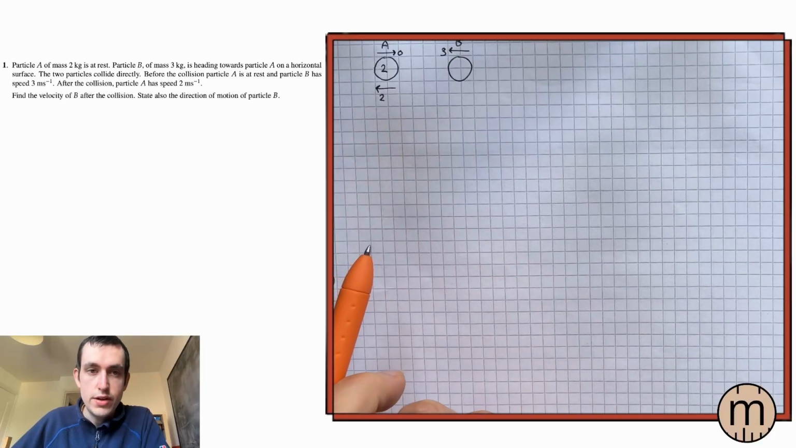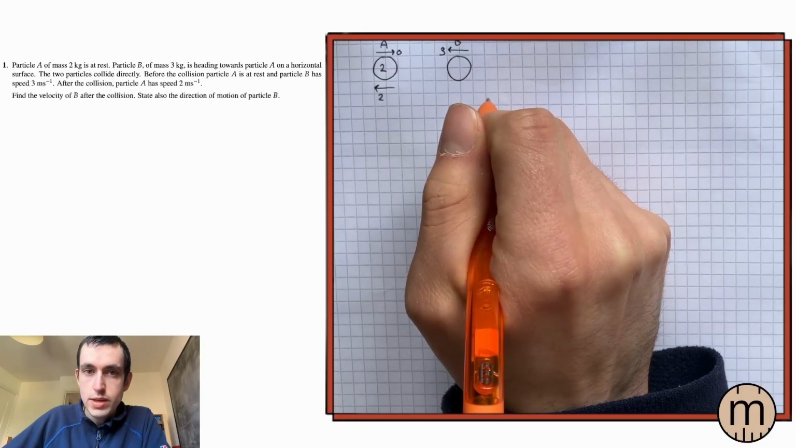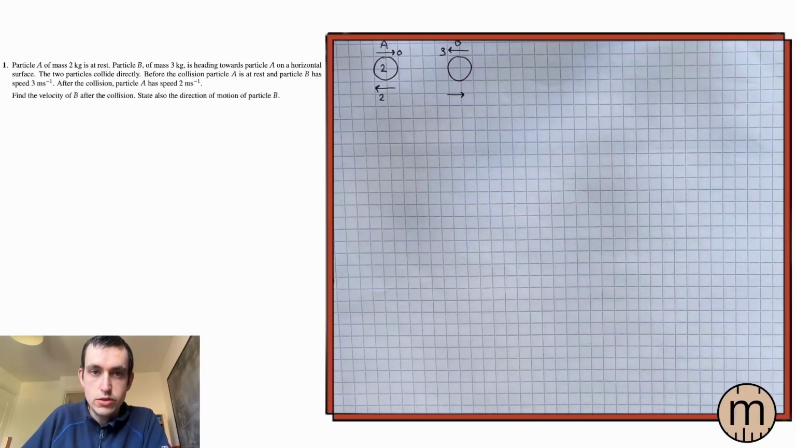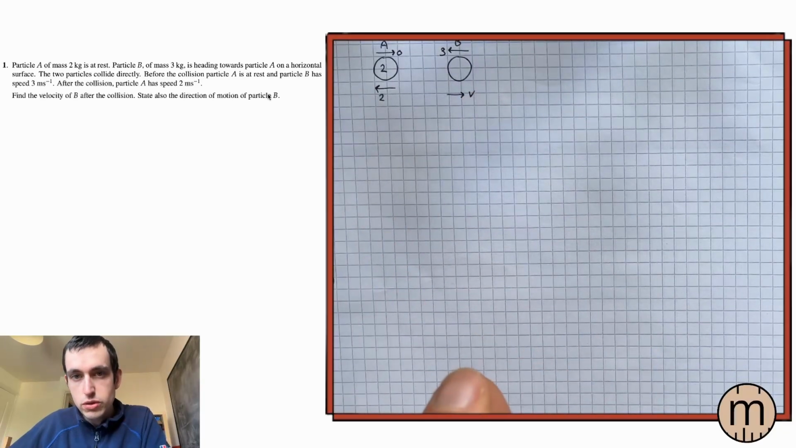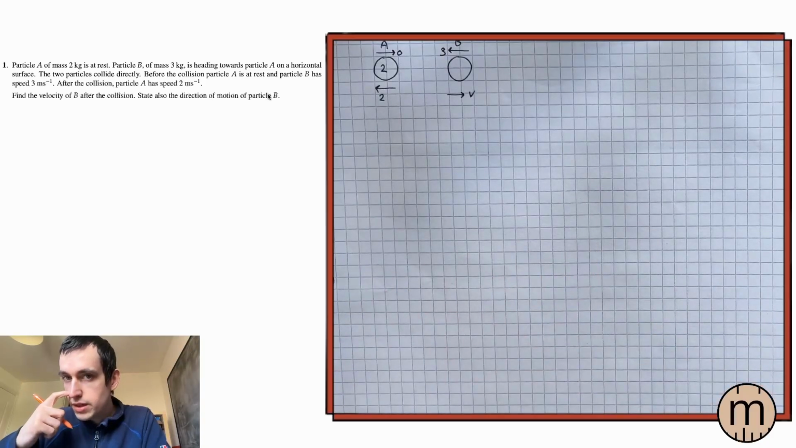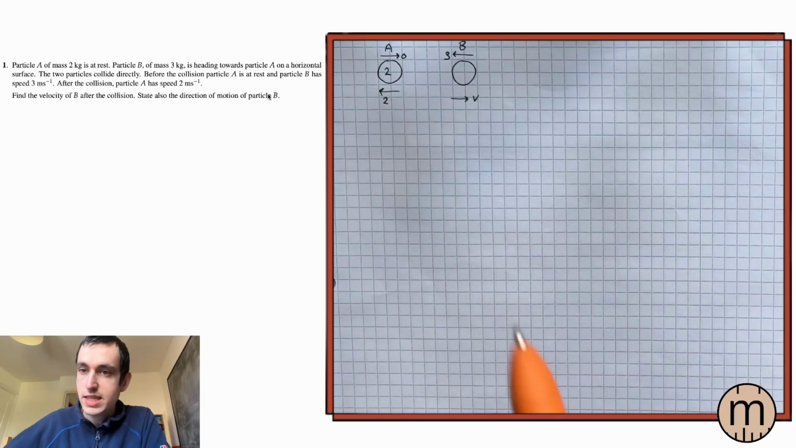And we need to find the velocity of B after the collision. So do we know which way B is going? Well, not entirely. Hence why the question also says state the direction of motion of particle B. So I'm going to call it V, and I'm going to do it towards the right. If it's negative, it means it's going the other way. So we're going to use our conservation of momentum. We're going to use this many times in this video.